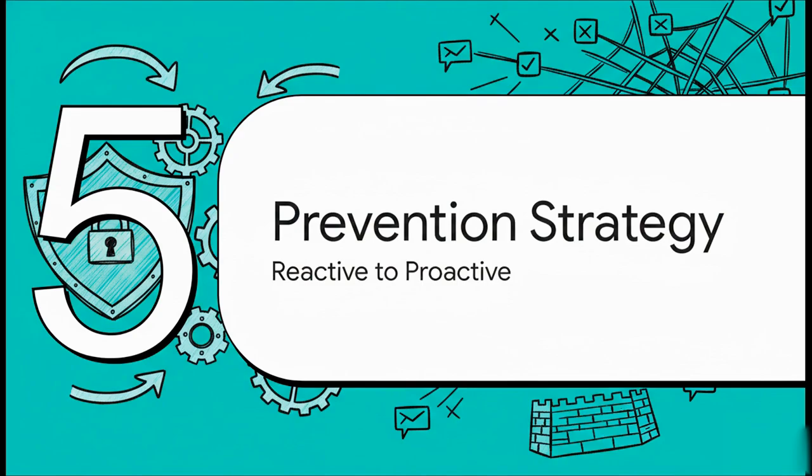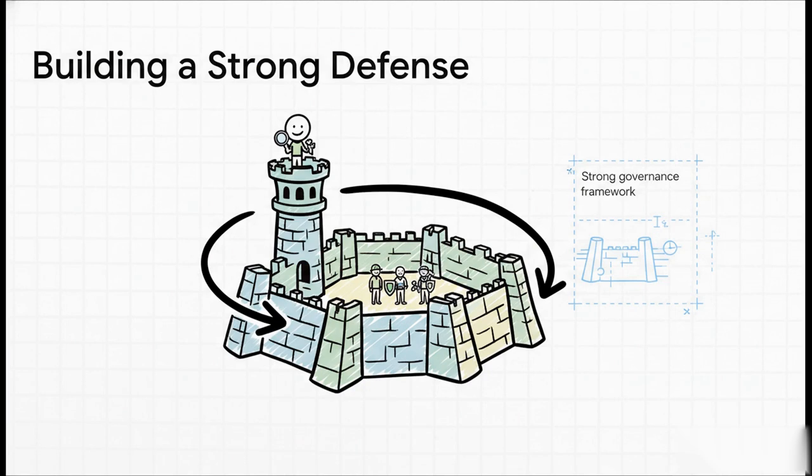Fixing the problem after it happens is one thing, but preventing it from ever happening again, that's the real prize. This is where we shift our thinking from being reactive to being proactive, from playing defense to playing offense. So how do you build a fortress around your customer data that's basically impenetrable to errors like 9607? Building a really strong defense is all about layers.